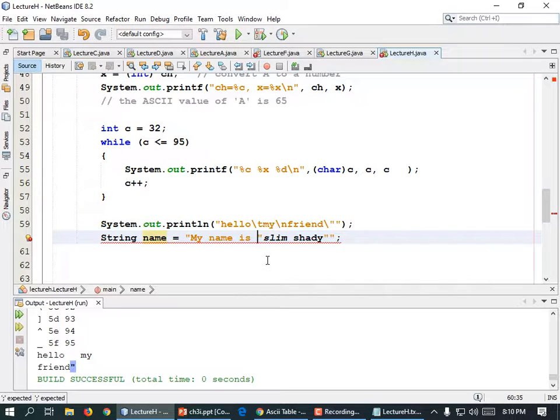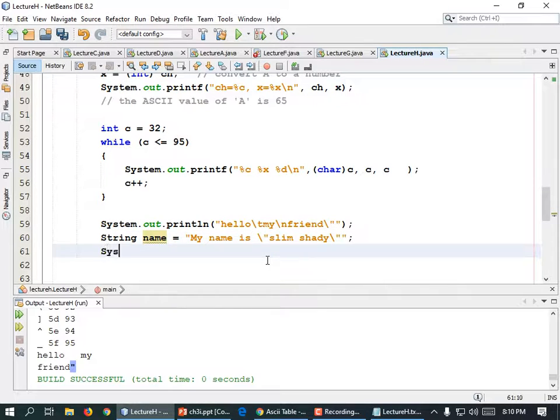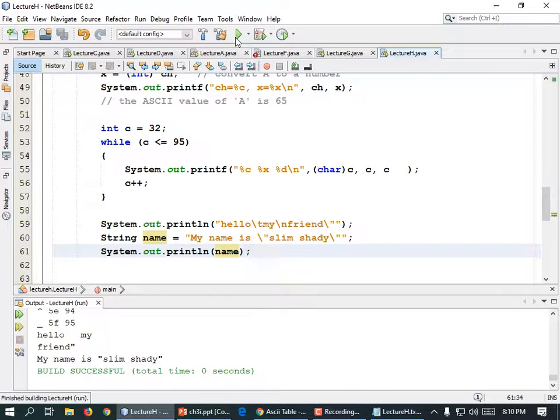So if we change that double quote to a backslash double quote, and then do the same thing for the one after the Y, backslash double quote, now we can print that out. System.out.println(name); And so it does print out my name is Slim Shady. And each one of these things was just converted into a double quote.